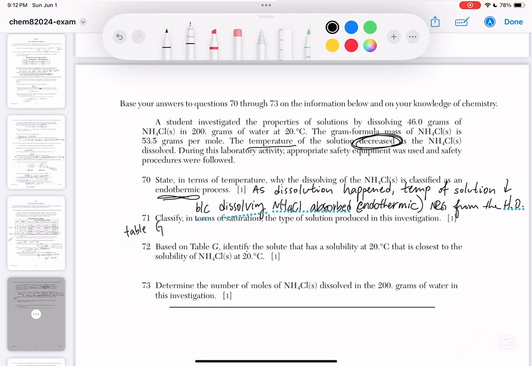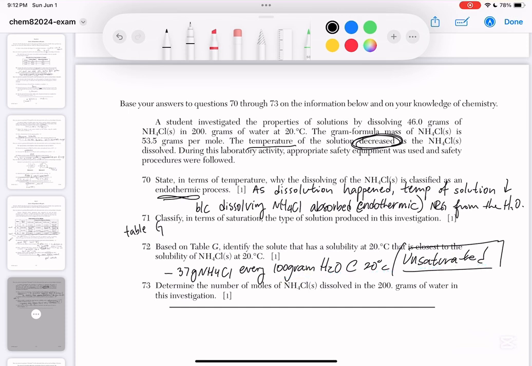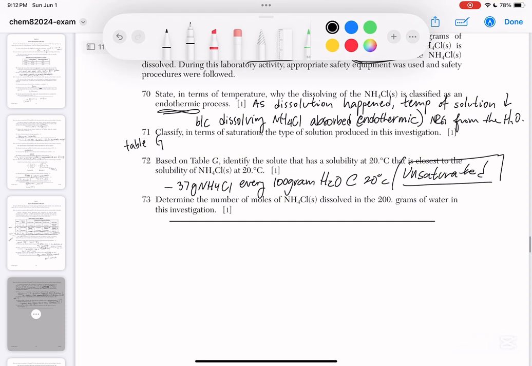This one's a table G problem, like saturation, dissolution, stuff like that. Okay, so 46 grams in 200 grams of water, and then table G, just finding the curve, it's kind of hard to read. 37 grams of ammonium chloride per 100 grams of water at 20 degrees Celsius. So this will mean that this solution is unsaturated, because typically you'd be able to dissolve more than 46 grams in that 200 grams of water.